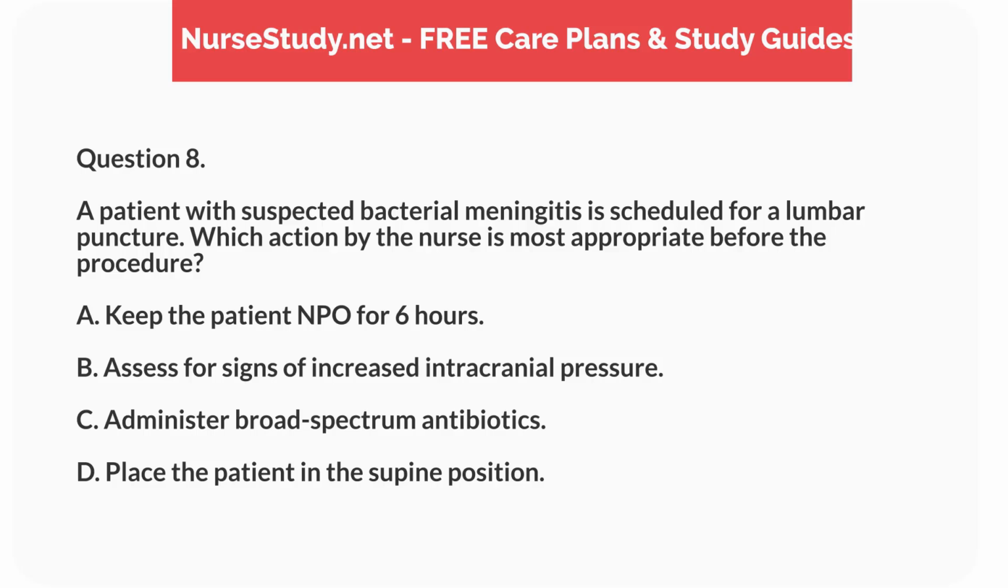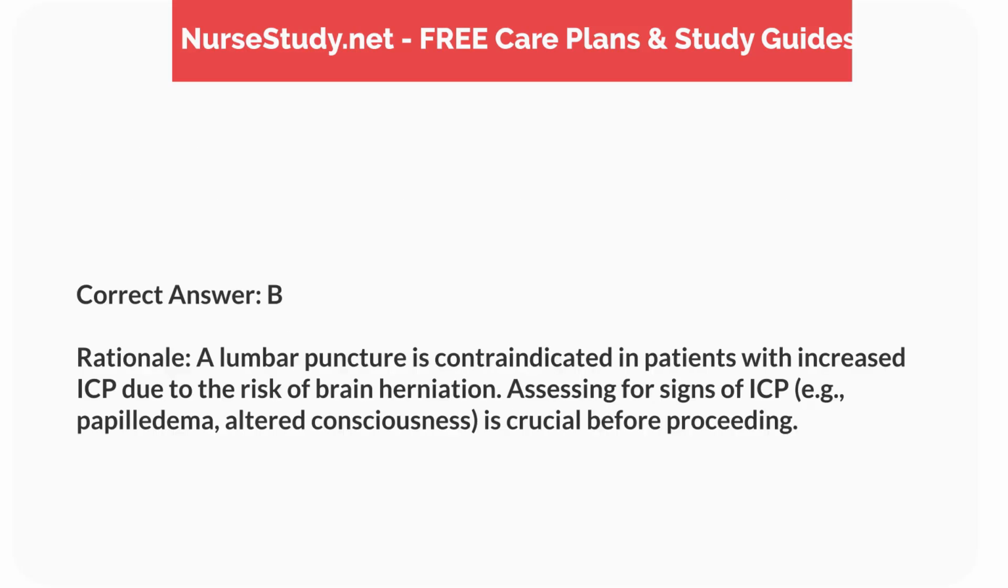B. Assess for signs of increased intracranial pressure. C. Administer broad-spectrum antibiotics. D. Place the patient in the supine position. Correct answer, B. Rationale: a lumbar puncture is contraindicated in patients with increased ICP due to the risk of brain herniation. Assessing for signs of ICP, i.e., papilledema, altered consciousness, is crucial before proceeding.